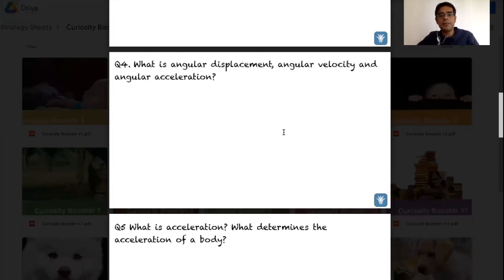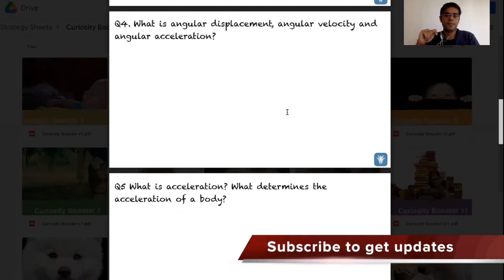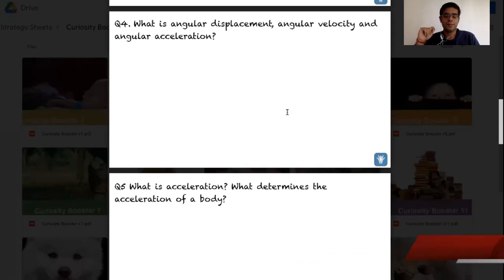Okay, what is angular displacement, angular velocity and angular acceleration? In circular motion, angular displacement is a change in angular position, and angular position is the angle theta. Angular velocity is the rate of change of angular displacement, and angular acceleration is the rate of change of angular velocity. So basically, these are the physical quantities in circular motion.